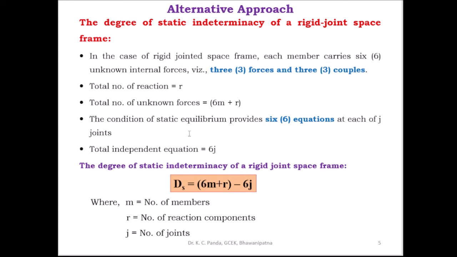And the condition of static equilibrium provides 6 equations at each of J joints. So the total number of independent equations is equal to 6J. Then the degree of static indeterminacy of a rigid jointed space frame can be determined by using this equation, that is, ds is equal to the total number of unknowns minus the total number of independent equations.